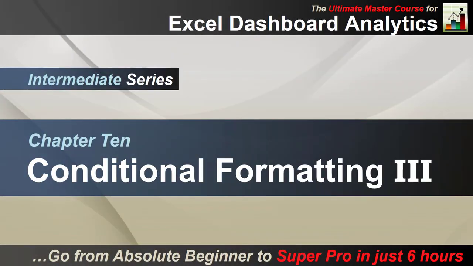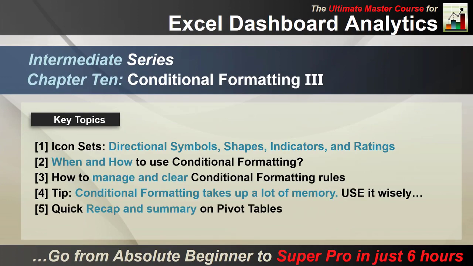We're now at the final chapter of the entire intermediate series. Today we're going to be covering Conditional Formatting 3. This is the last chapter of the entire topic on conditional formatting. We're just going to be learning the last part of it, and that is mainly icon cells, when and how to use conditional formatting, as well as how to manage and clear the existing conditional formatting rules, as well as sharing some tips on how to go about using conditional formatting, and also a main recap and summary of what we have covered throughout the course in this series, which is mostly about pivot tables. So that's the agenda for this chapter.